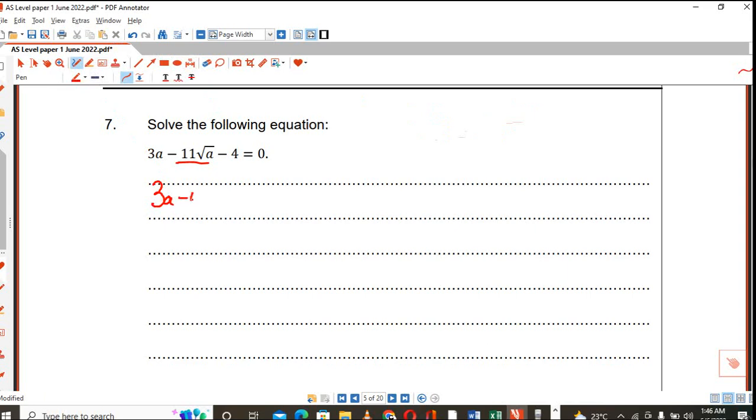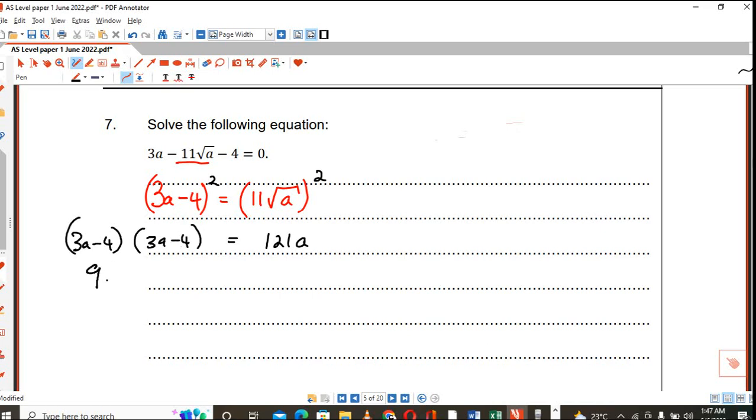So this is going to be 3a minus 4 is equal to 11 square root of a. Okay, right, I'm going to put this in brackets, and what I'm going to do, I want to get rid of that square root. I am going to square, and I must also square both sides. 11 squared is 121. A, the square root and the square cancel, and I have here 3a minus 4, and then that's 3a minus 4. Okay, so that gives me 9a squared. So we have 3a minus 4, that's minus 12a. Then you have minus 12a, and then you have plus 16. Minus 121a equals to 0.